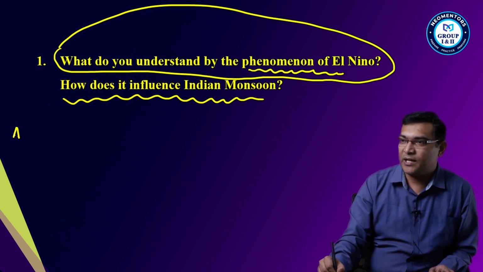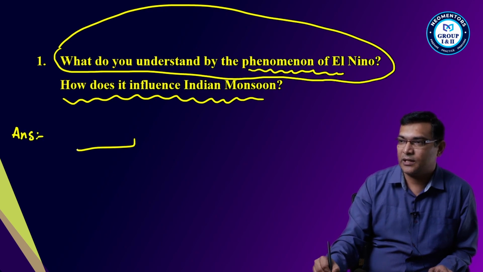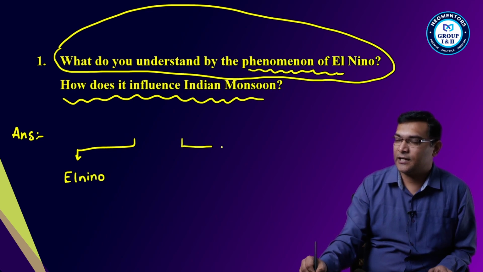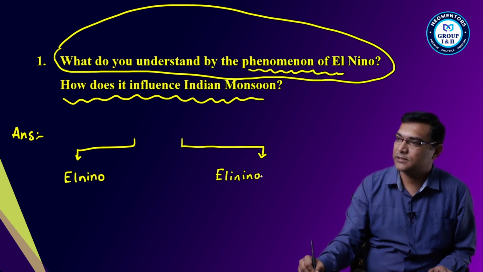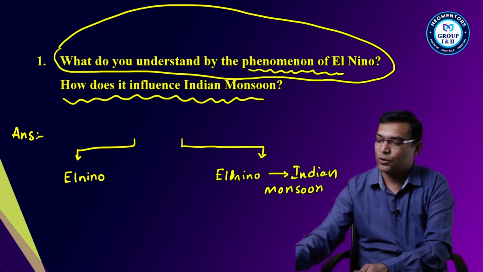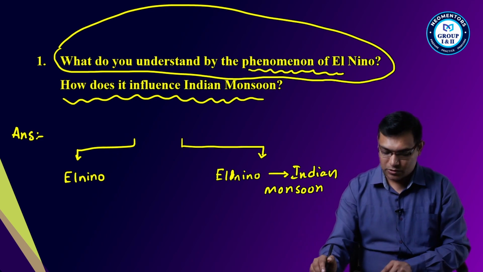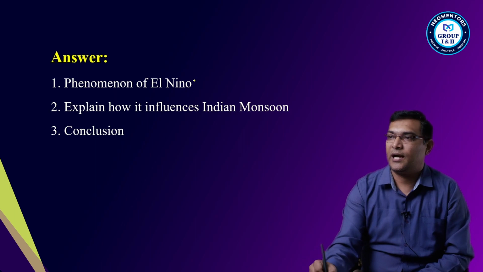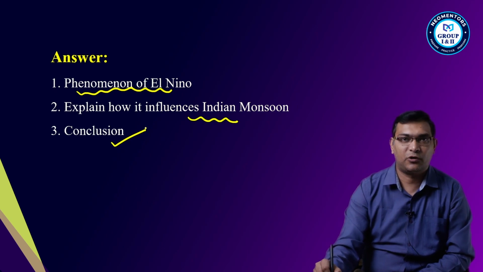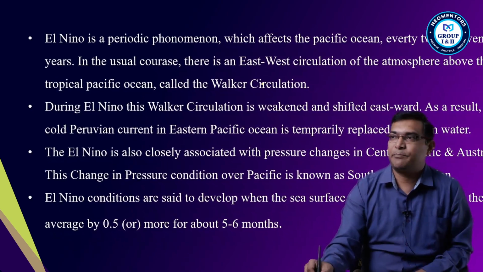So in my answer, two things will be coming. One, I have to explain the El Nino concept. Second, I have to explain how this El Nino will impact your Indian monsoons. So these are the two things which I need to see. First I have to explain the phenomena of El Nino, how it influences, then the conclusion.